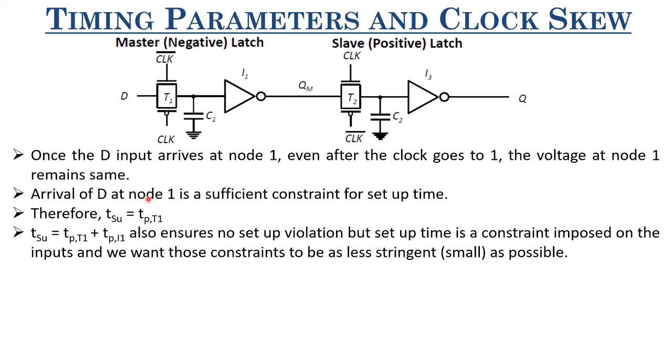Now, if you have imagined that TSU equals TP-T1, then what is your TCQ? The moment this clock goes high, this will first pass through QM, and then it will reach C2, and then it will pass through I3 or I2. It's actually I2. I've written I3 here. So then the TCQ will basically account for the delay of I1 plus T2 plus I3. Now you should understand one thing, that the delay for this D to go to Q is basically T1 delay plus I1 delay plus this T2 delay plus I3.